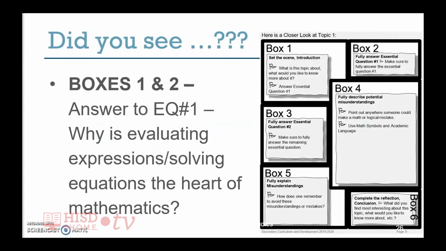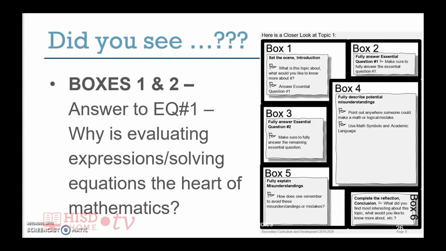Did you see how I answered the questions that are posed in boxes 1 and 2? Now remember, my topic was expressions, equations, and inequalities. Your topic may be different, and if it's different, then it has different essential questions. My essential question number 1 that I was trying to answer is, why is evaluating expressions and solving equations the heart of mathematics? Your question will be different. But let's talk about what I put in my story.